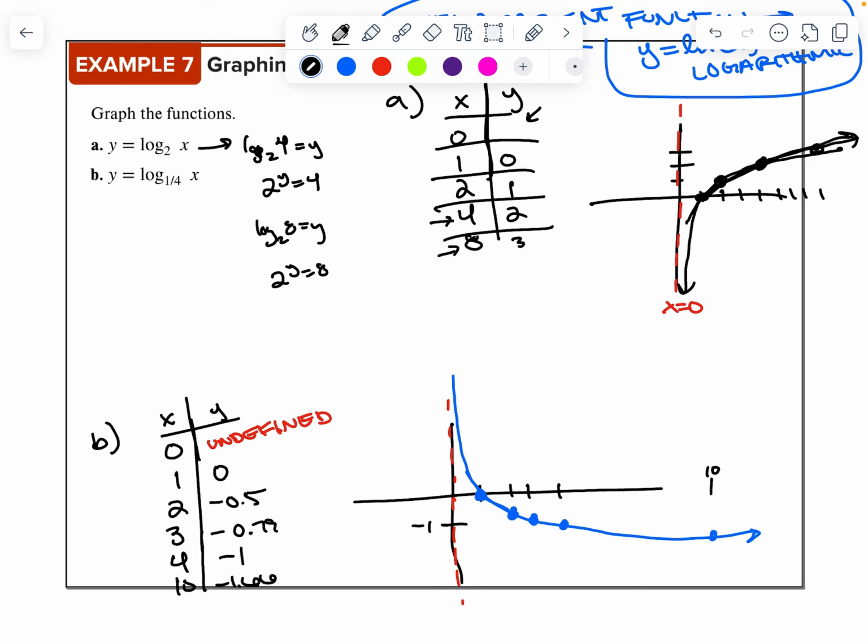If we put in 0, it's undefined. 1/4 to the 0 is 1. 1/4 to the negative half is 2. 1/4 to the negative 0.79 is 3.